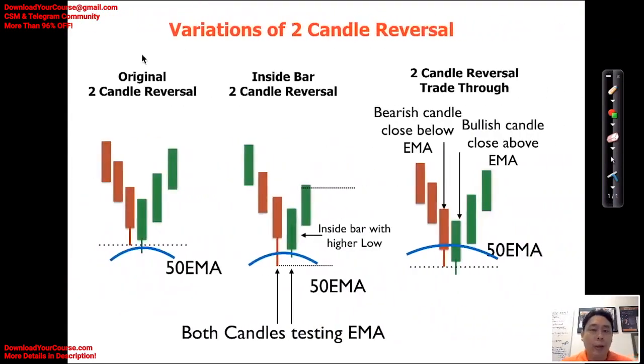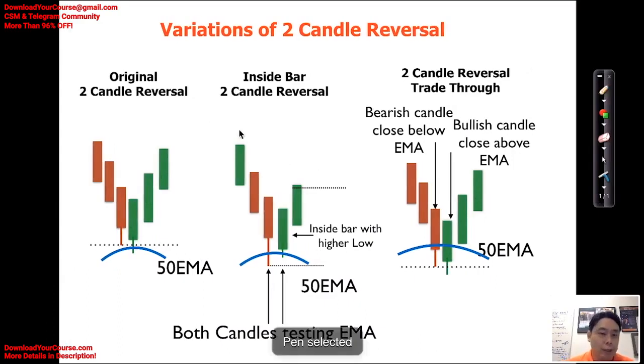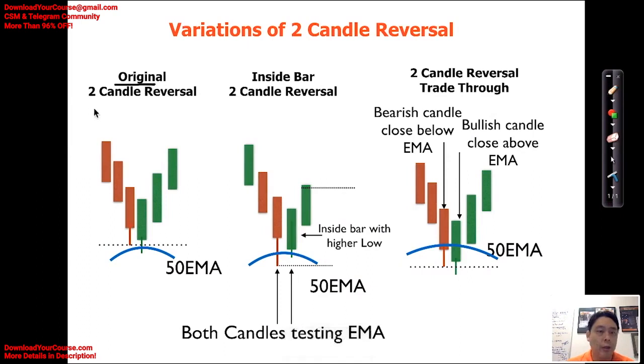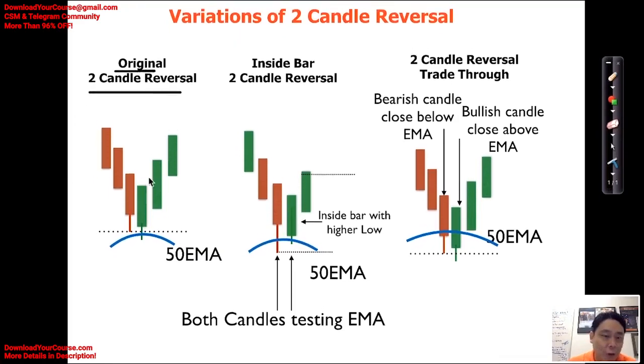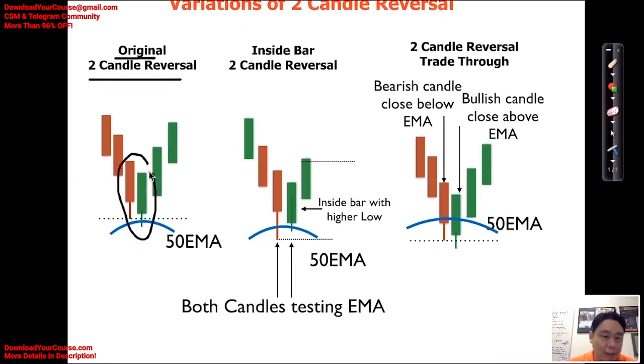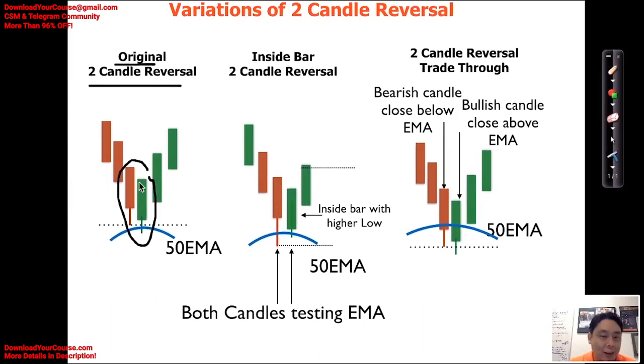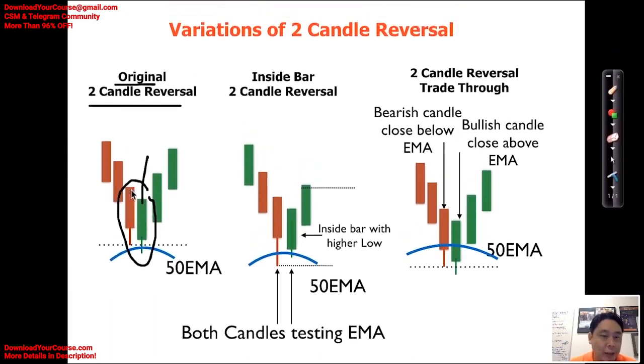All right, now let's look at other variations of the two candle reversal pattern. So what you've just learned is the original two candle reversal pattern, right? It's your KFC original recipe, right? Which again involves these two candles, right? Again, remember what are the rules? All right, this is the reversal candle. This is the candle before the reversal candle.